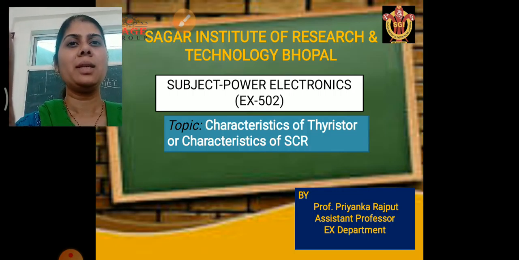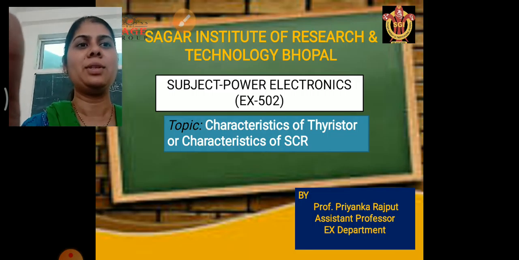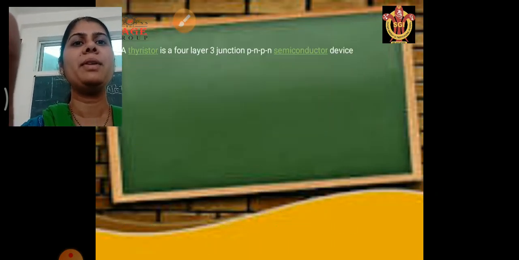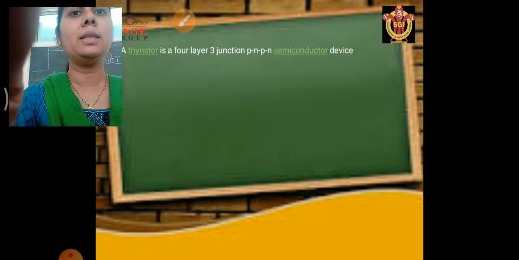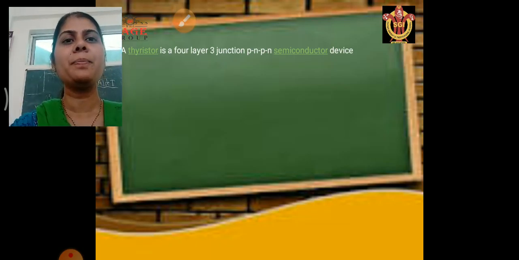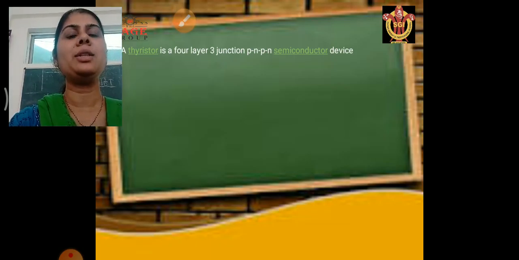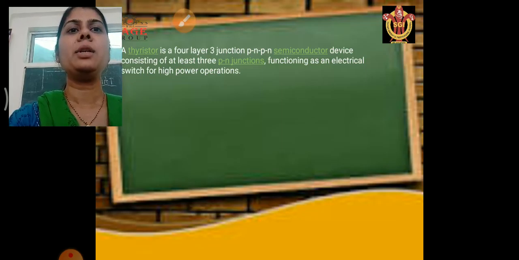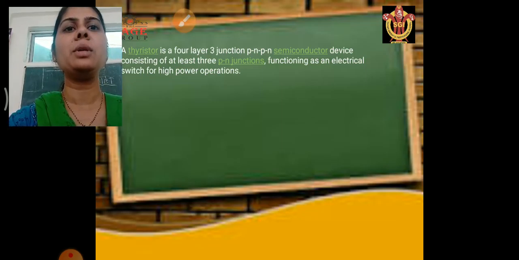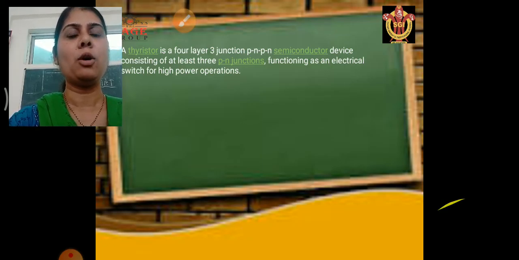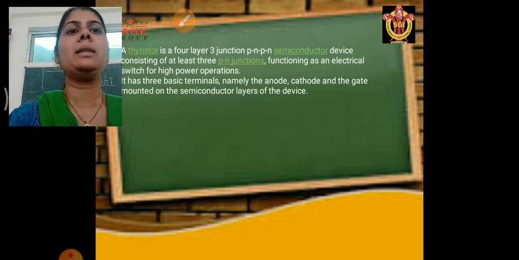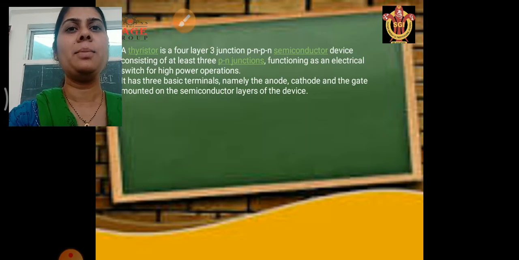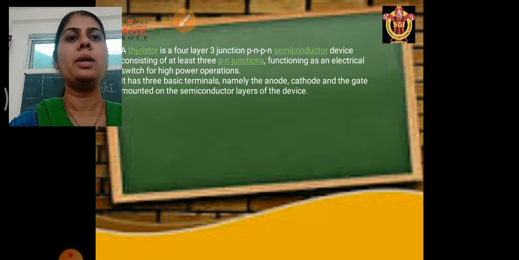Today we will discuss the characteristics of SCR. In the previous lecture, we have already discussed the SCR. SCR is a 4-layer, 3-junction semiconductor device consisting of at least 3 PN junctions, functioning as an electric switch for high power operations. It has 3 terminals: anode, cathode and gate.